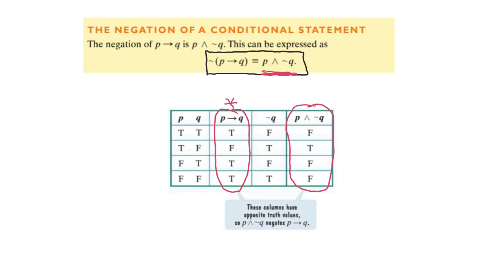And you can see, if you look at the first case, the conditional is true, and then we have the conjunction, which is false. On the second case, conditional is false, conjunction is true. So you can see as we go through each one of these that they have opposite truth values. So therefore, if it's opposite truth values, it is the negation. So once again, the negation of a conditional is equivalent to P and not Q.